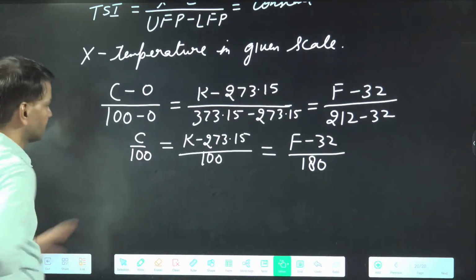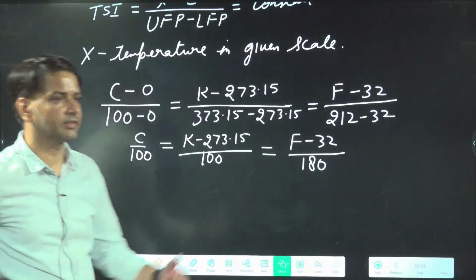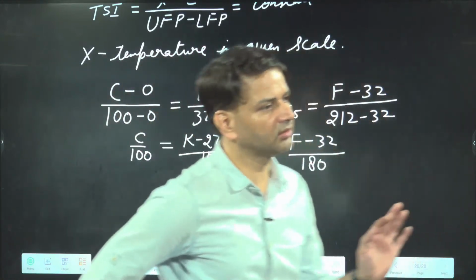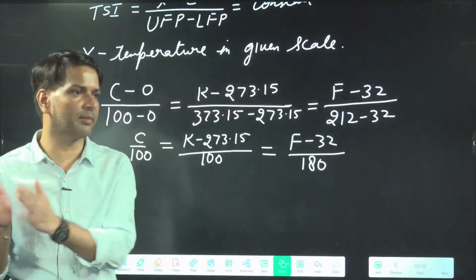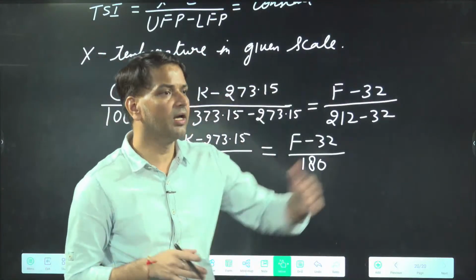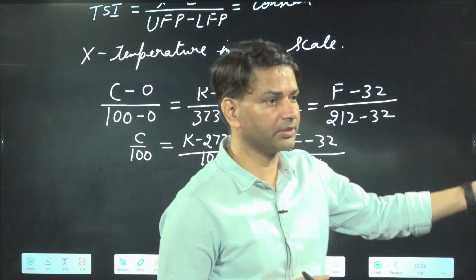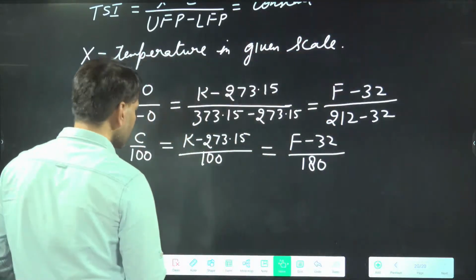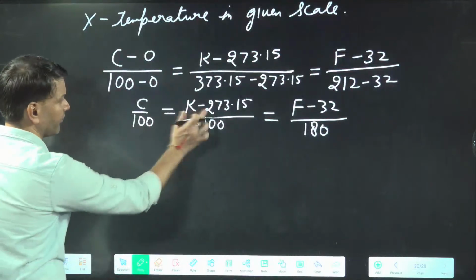Got it? We will use these relations to convert C to K, K to F, F to C. Suppose they have given the temperature in one scale and they are asking for the corresponding temperature in the other scale. We can use this relation. Like here the C and K relation, we will equate these two.